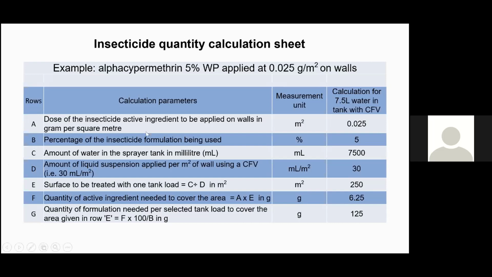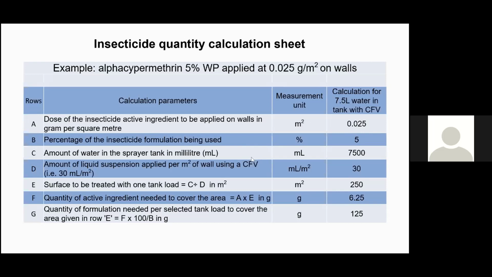Dose of insecticide, active ingredient to be applied on walls. We have put the figure 0.025 gram per meter square. Percentage of insecticide, that is 5% WP we are using. Amount of water which is required in the filling up of the sprayer tank, that is 7.5 liter.